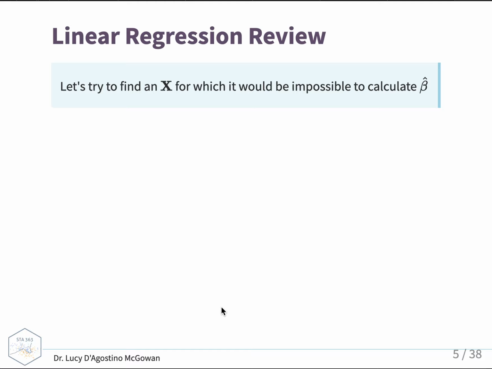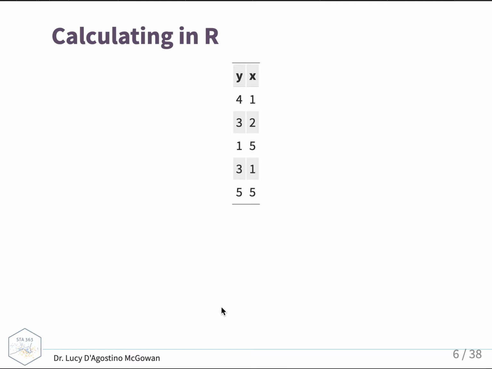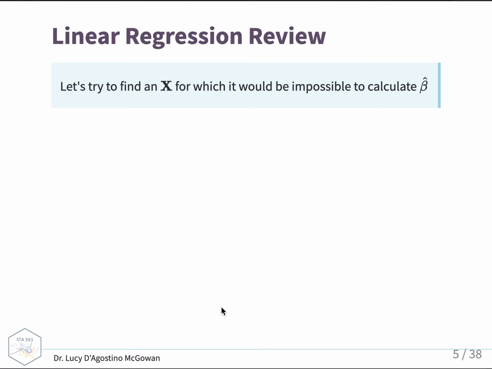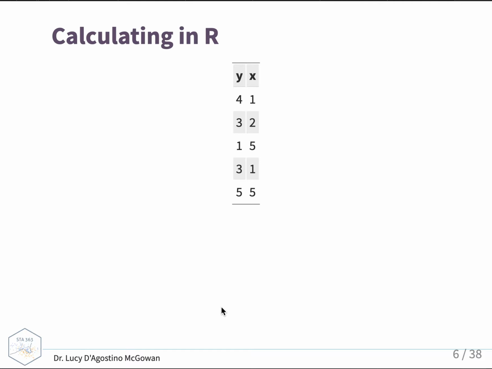Okay, so let's try to find an x for which it would be impossible to calculate a beta hat. And so let's talk about how we would calculate this in R. I'm going to build up to this, and then you're going to try to find an x for which it's impossible. So here I've got a little bit of data. We've got a single predictor x here, so one predictor in this data frame, and of course, one outcome y.